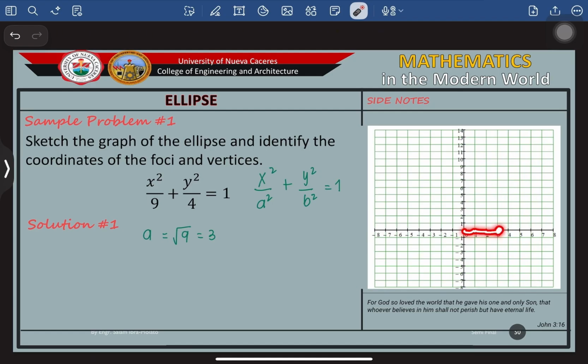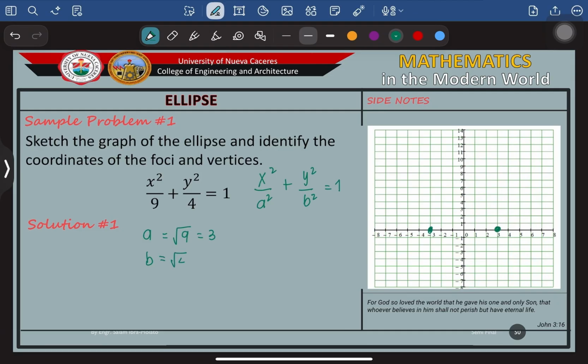So this is one of the vertices of the major axis, at the coordinates (3, 0). So here it is. Then another semi-major axis on the negative side. Then for the semi-minor axis, get the square root of 4, so 2. So it is along the y-axis, distance 2.